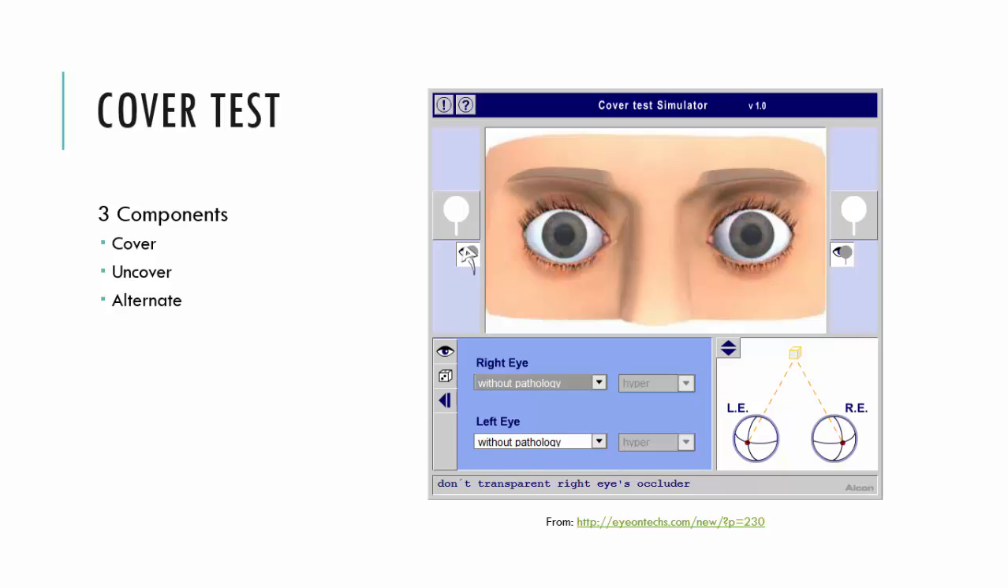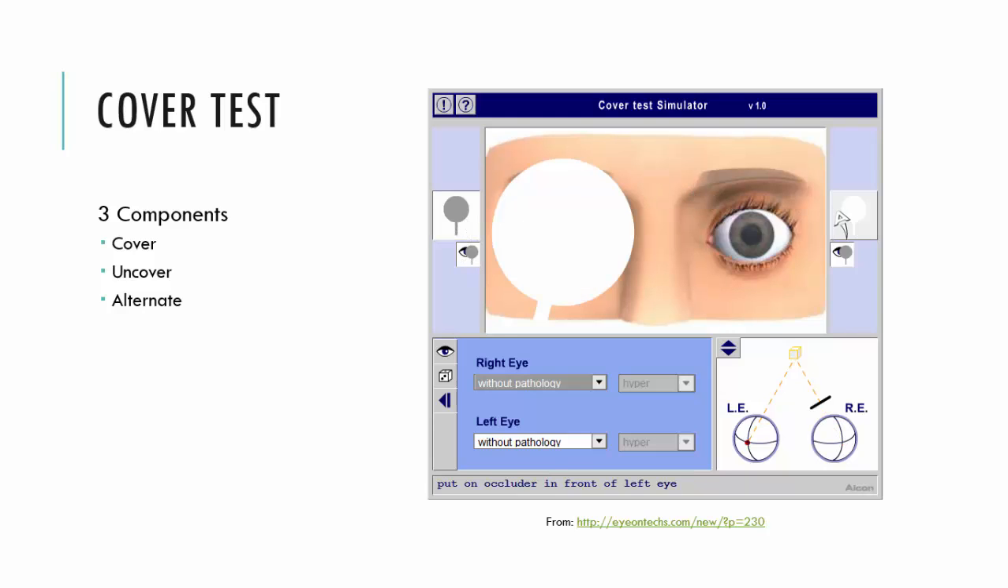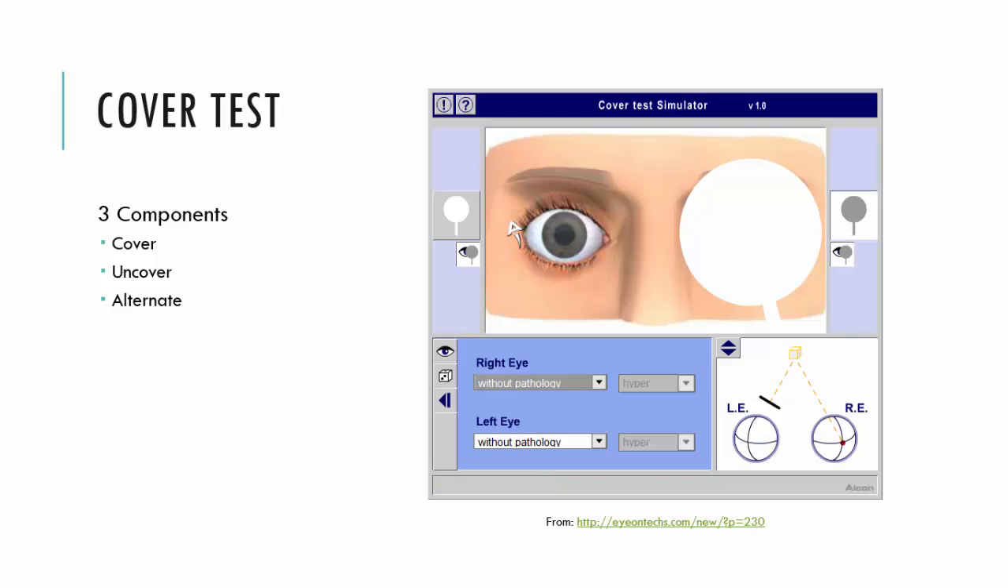And let's now try the alternate cover test. So what we want to do here now is fully dissociate the eyes, which means I cannot allow the patient to be binocular at any point in time. So have both eyes open and looking at the target. So I will cover one eye and immediately move to the other eye. And this is the alternate.